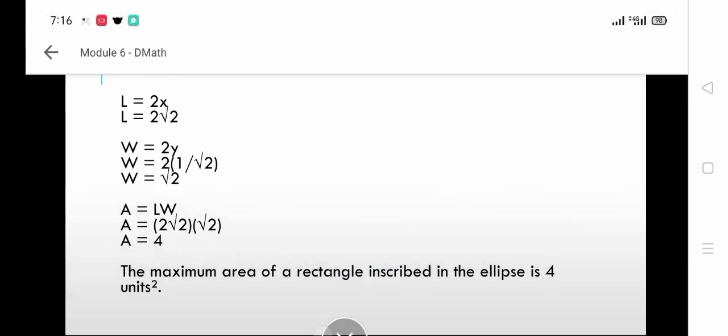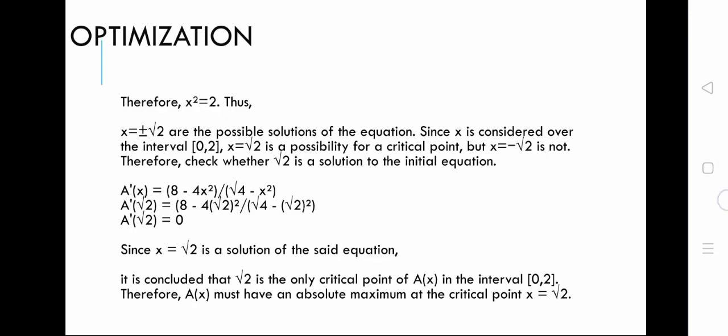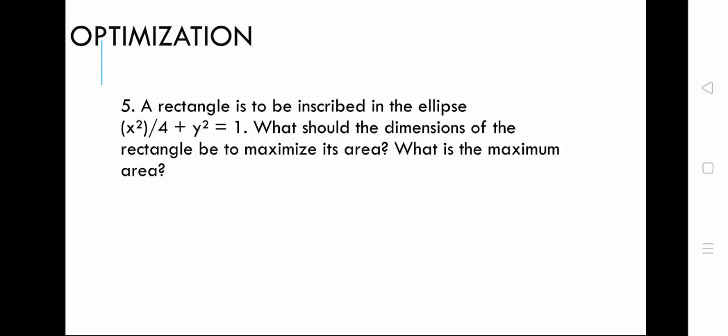So, the maximum area of a rectangle inscribed in the ellipse is 4 square units. That is the final answer to problem number 5.